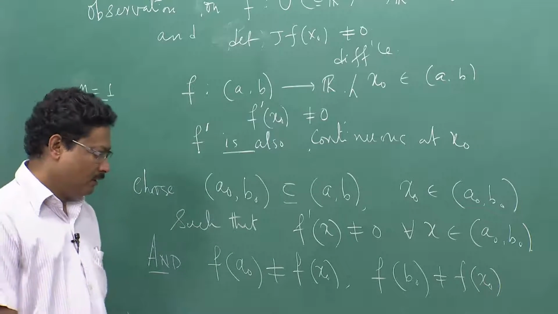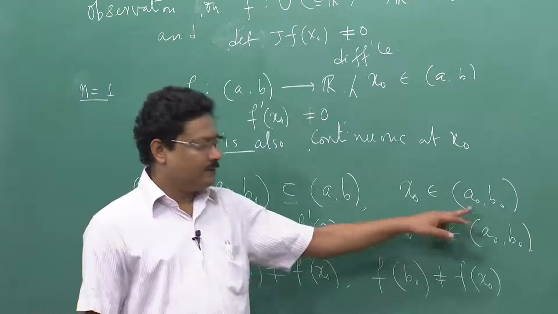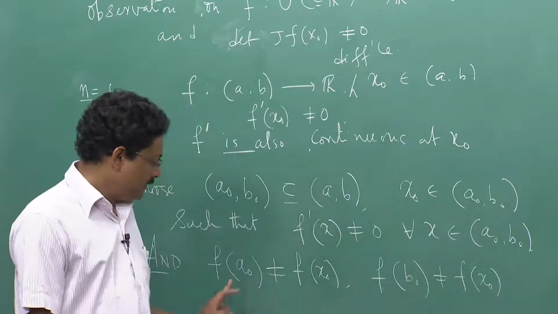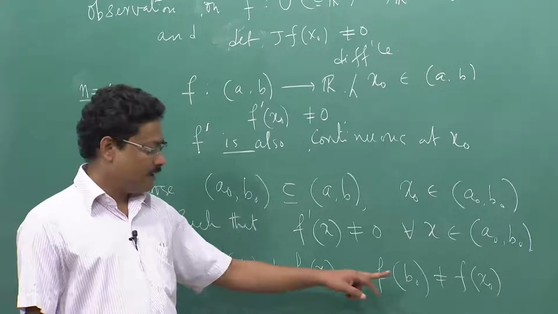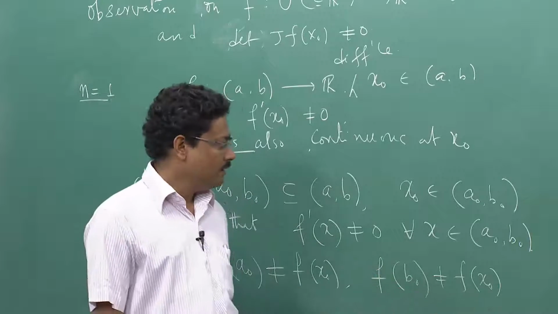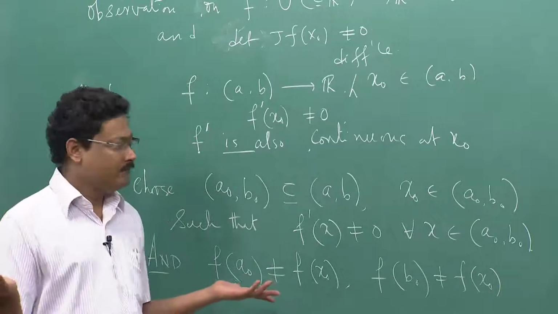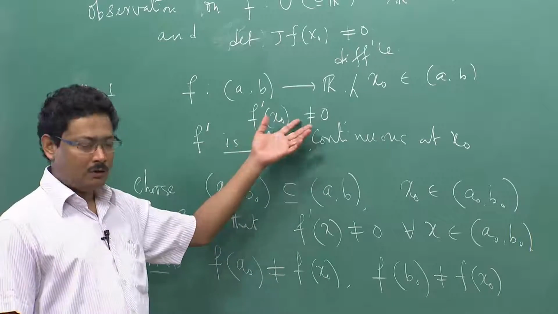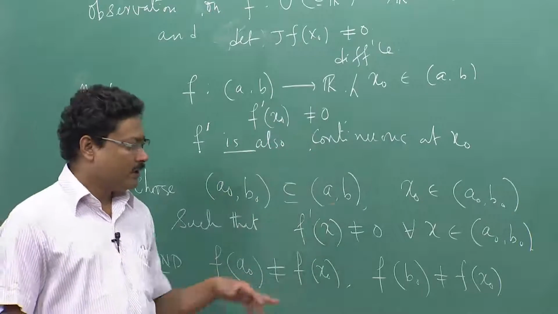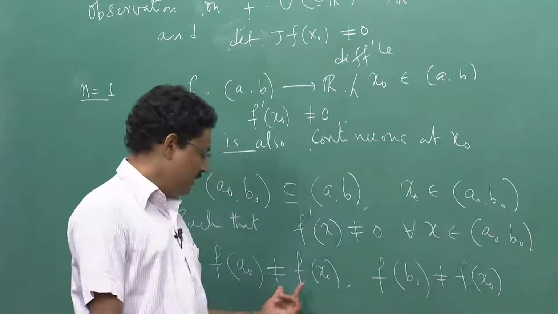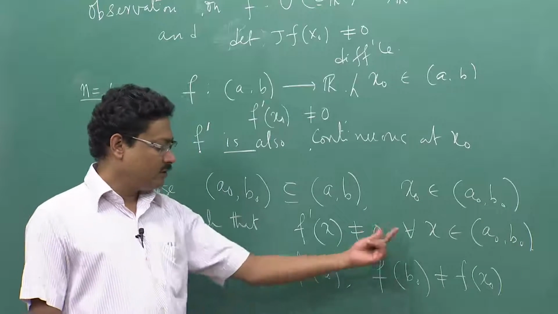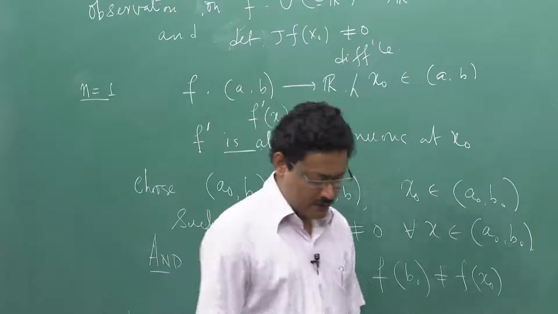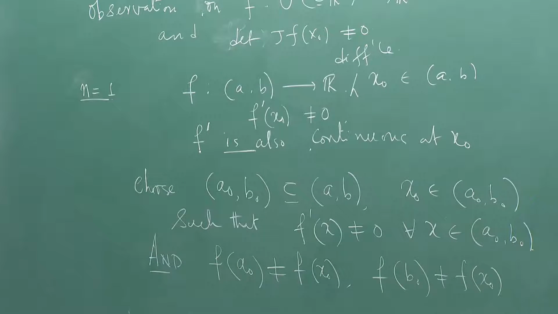Why can I do that? Because if for every interval around x naught, f of a naught equals f of x naught and f of b naught equals f of x naught, then around x naught f is a constant function, and in that case f prime at x naught will be 0, but we have assumed it is non-zero. So you can always find an interval where f of a naught is not equal to f of x naught and f of b naught is not equal to f of x naught, otherwise around x naught f will be constant, and in that case f prime will be 0.